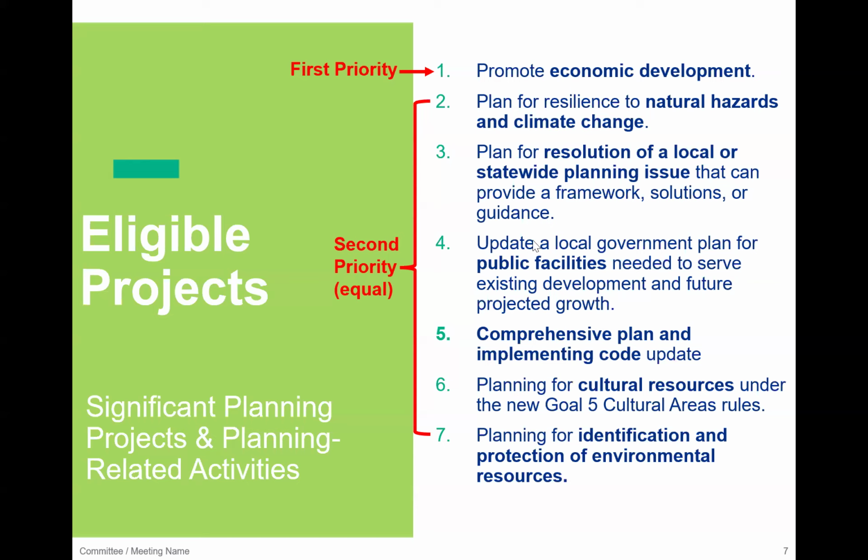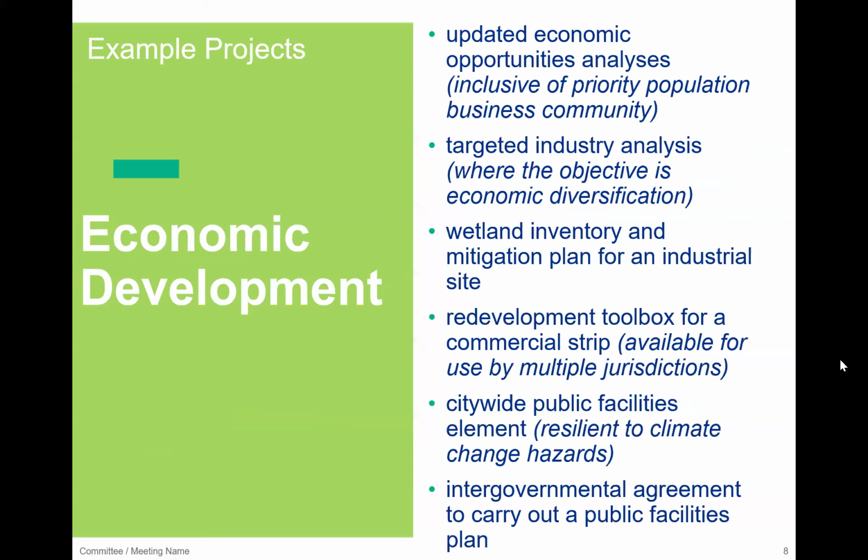And then the second priority goes to the next 6 items on the list, items 2 through 7 here. That's planning for natural hazards and climate change, resolution of a local or statewide planning issue, public facilities planning, comprehensive plan and implementing code updates, planning for cultural resources, and identification and protection of environmental resources. So we'll go into some detail and provide some examples on the subsequent slides now on each one of those. You can go to the next slide, Silas.